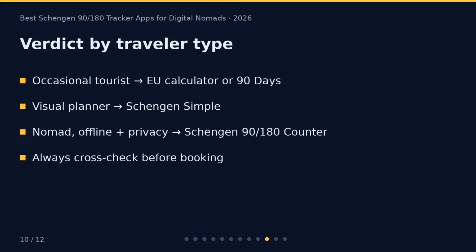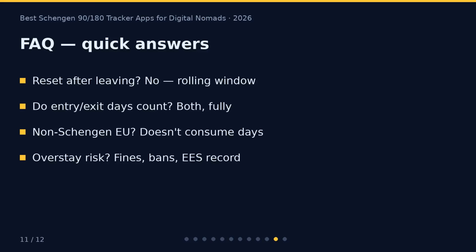So which Schengen tracker should a digital nomad pick? If you take 1 or 2 trips a year, the official calculator plus any simple counter like 90 Days Schengen is enough. If you love visual calendars and exportable proof, look at Schengen Simple. If you want official methodology, real trip planning, full offline access, and no account, my pick is Schengen 9180 Counter, and it is free on the App Store. Whichever app you choose, cross-check important decisions against the official EU calculator before you book, and remember the border officer has the final word.